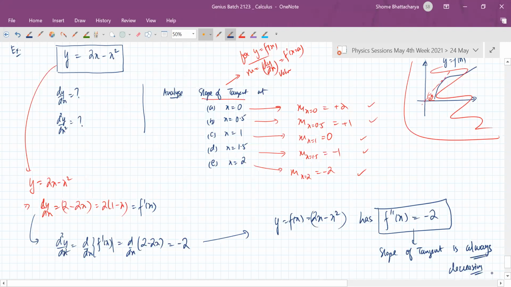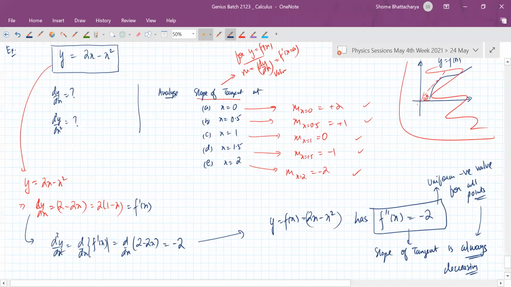As x increases, because it has a uniform value for all points. It is a uniform negative value for all points. So what that means, that it is always decreasing for all values of x.